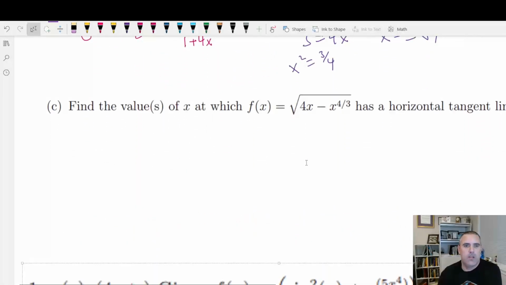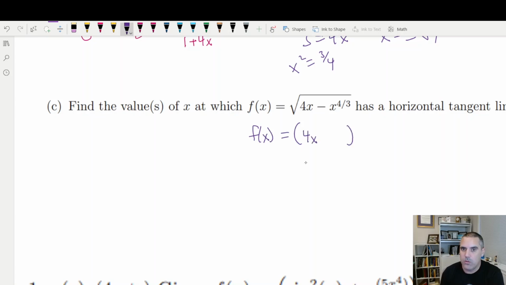Here we go. Find the value of x at which this has a horizontal tangent line. So another derivative question. Here's an opportunity for us to talk about how a calculus student thinks of a square root. And you may eventually get to where you know this rule and can do it in one step, but until we're there, here's what you do. That's the way a calculus student thinks of a square root. It's uglier. Calculus students tend to look at things in ugly ways so they can use their derivative rules.